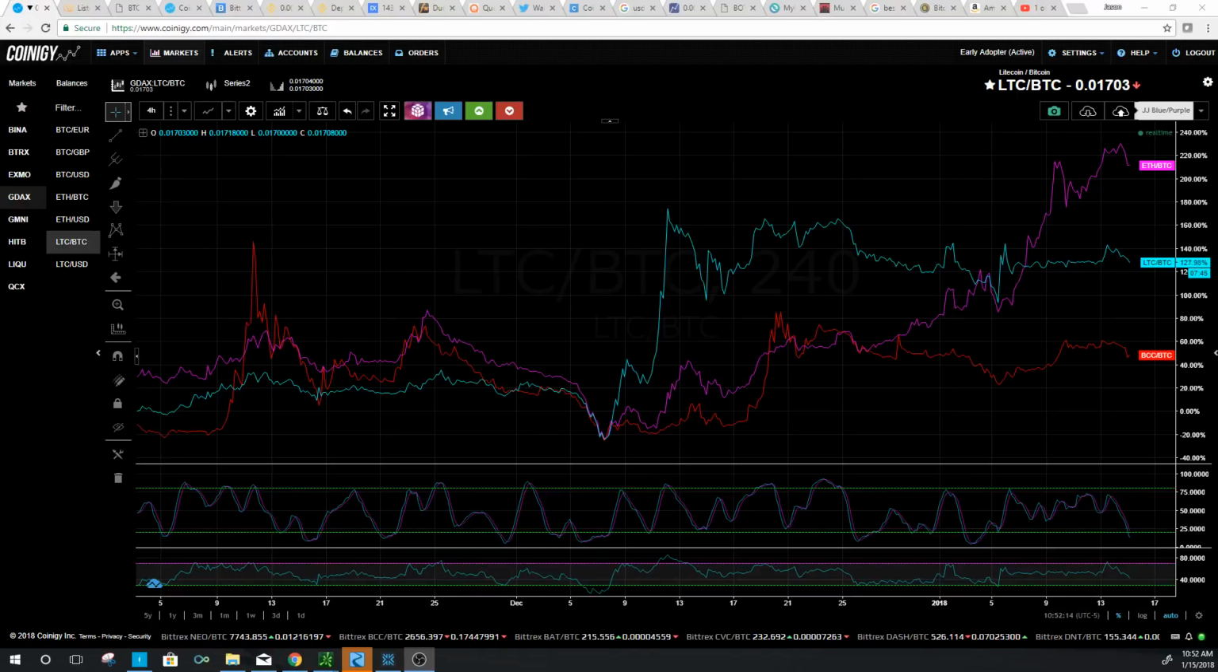Guys, okay, along the lines of this relative value stuff that we've been talking about, this is another great way to do it. So you look at pairs trades or these spreads. You can chart Ethereum versus Bitcoin, Litecoin versus Bitcoin, and then Bitcoin Cash versus Bitcoin, and lay those three over top of each other, and this is what you get.